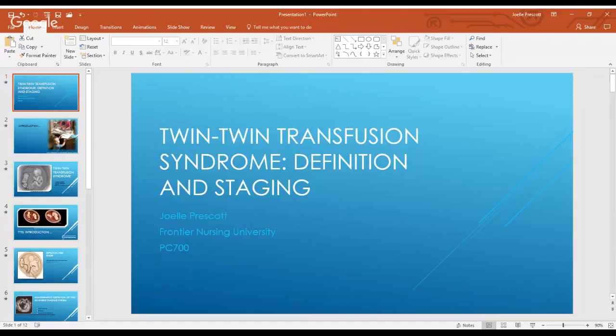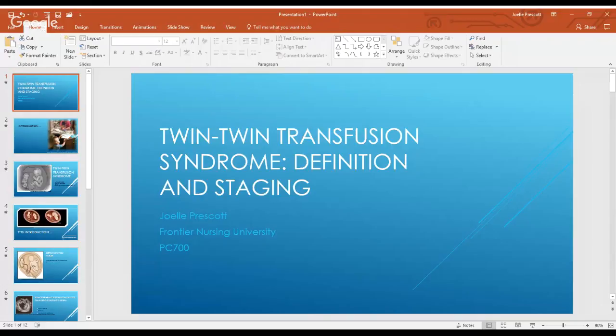The second stage is when a provider notes a non-visible fetal bladder in the donor twin. This is created by the donor twin not peeing. It indicates that there's renal failure going on and that not enough blood and fluid is circulating in this donor twin. The third stage is chaotic, worsened, reversed venous blood flow in the umbilical vein.